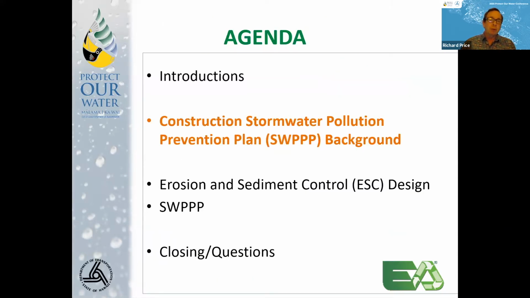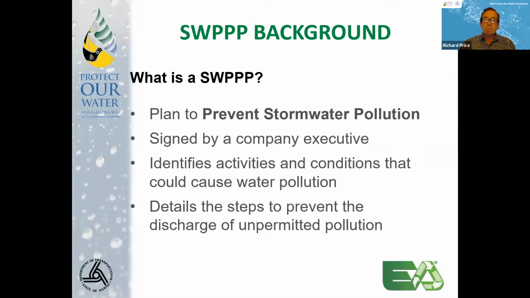So moving on to the history and background of our SWPPs. What is a SWPP? Well, it kind of says it right in the name. It's a plan to prevent stormwater pollution. In simplest terms, that's what we're doing. This plan needs to be signed by a company executive. Typically, that's the construction contractor.